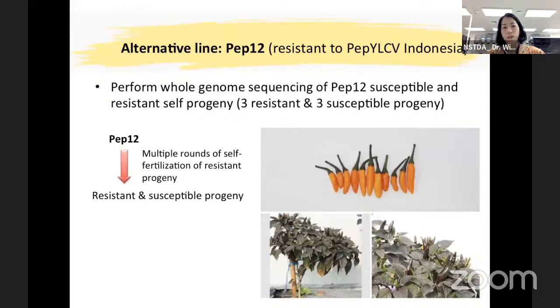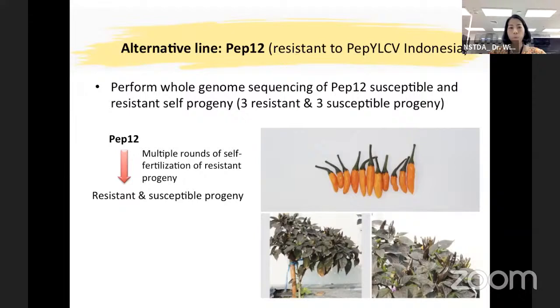So this could be a concern, but anyhow, PEP12 is resistant to PepYLCV Indonesian version, and we also have PEP12 self-fertilized, although not as many rounds as PEP6, but we can continue selfing it until the background is pretty much the same. So the progeny should essentially be inbred, except the resistant loci, where again, the resistant phenotype segregates. So I assume that the genetic basis for the resistance is not straightforward. It's not a simple recessive. It could be dominant, but then the homozygous might be lethal, or there could be some epistasis, a very complex genetic basis, which we would not go into.